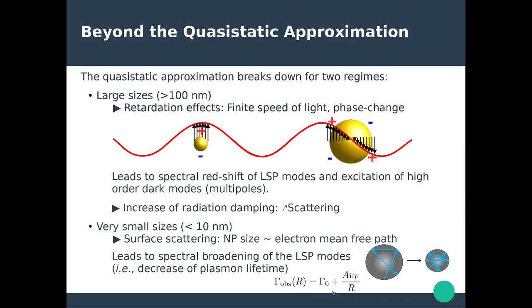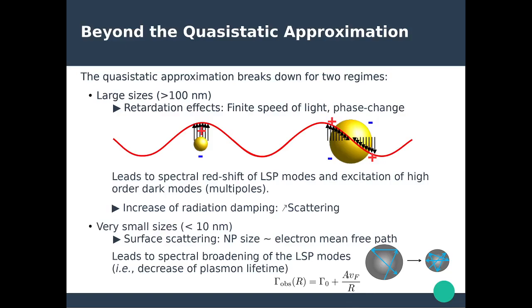So this is the natural broadening of the resonance. So this is like if you have an ideal case and no surface scattering, and this term here accounts for the surface scattering. So you see that now you have additional broadening, which is inversely proportional to the size of the nanoparticle. So the smaller the nanoparticle, the larger this surface scattering damping.